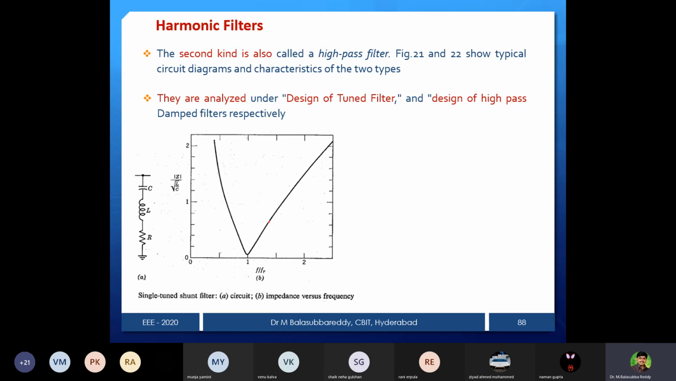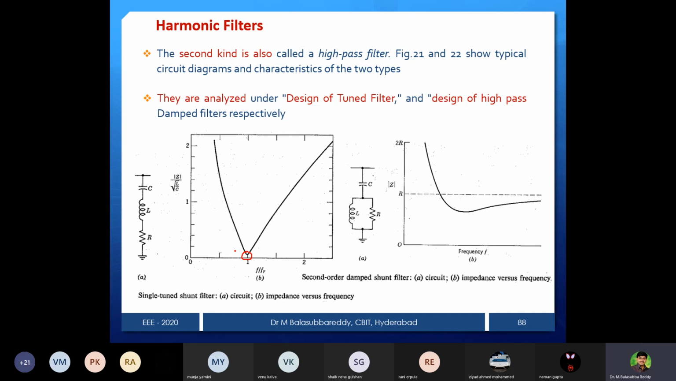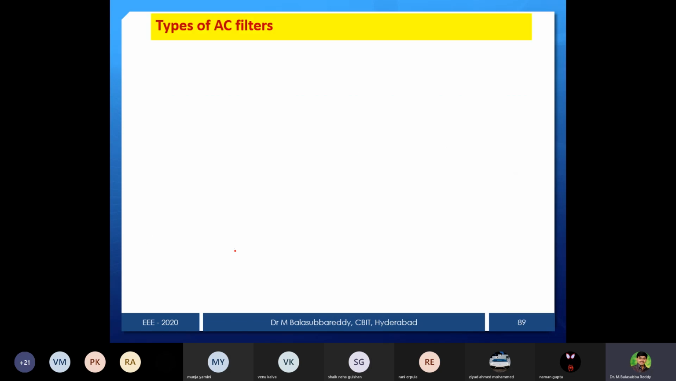So this is the single tuned filter. Anyhow, we'll get the complete design part after this. Single tuned shunt filter and impedance versus frequency, because at this level you can see that it is going to suppress your harmonic. Another one is a second order damped shunt filter. Then automatically the impedance is going to change, impedance versus frequency, and this is just an example.